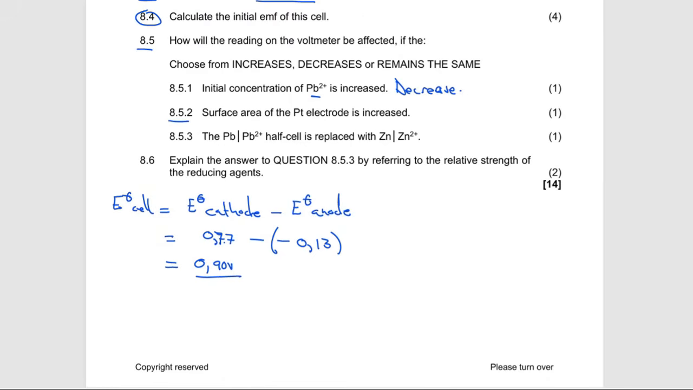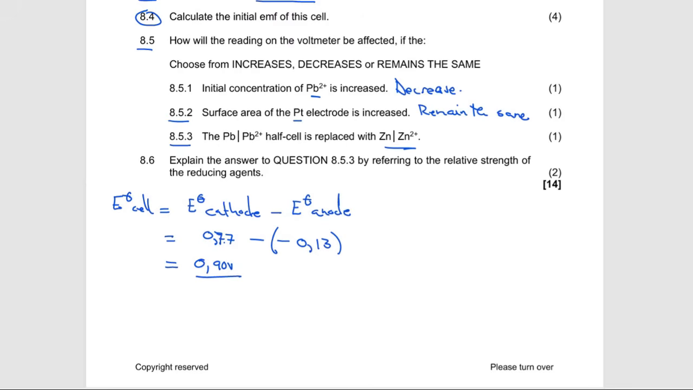Then 8.5.2 says the surface area of the Pt electrode is increased, right? So if we increase that one there, what is this one going to do? It will remain the same. Remember, your Pt there is inert, right? So it's just used as an electrode so that it can conduct electricity there. Then after that, 8.5.3 says the Pb and Pb2+ half-cell is replaced with zinc.